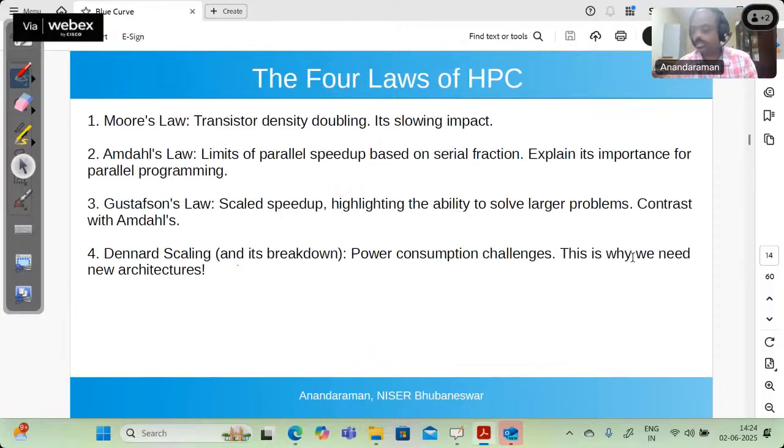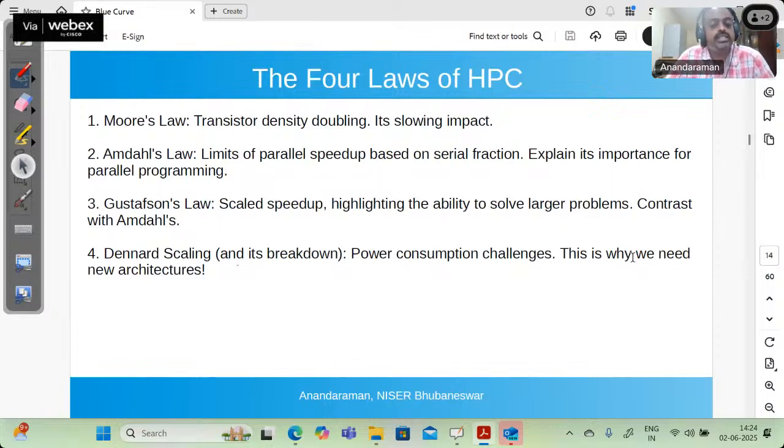Okay, there are four laws in HPC. I think everybody knows Moore's law, then Amdahl's law, Gustafson's law, and Dennard scaling. So Moore's law, I think many people know.